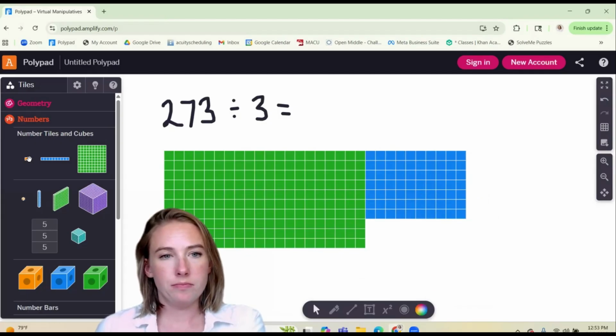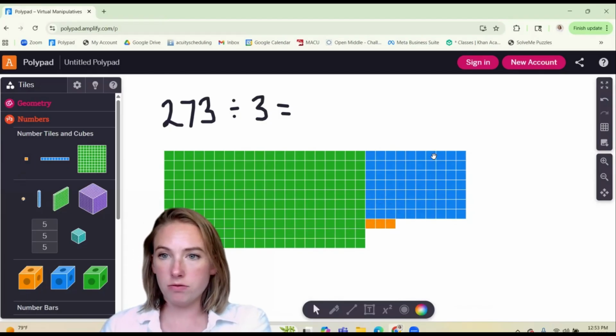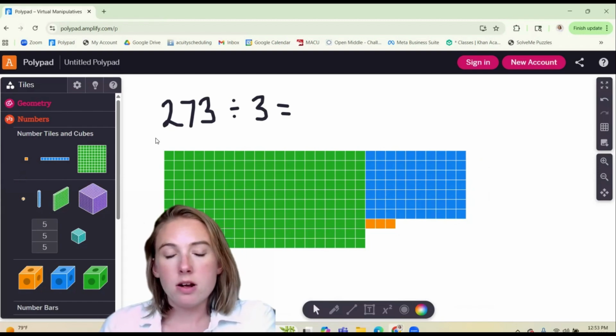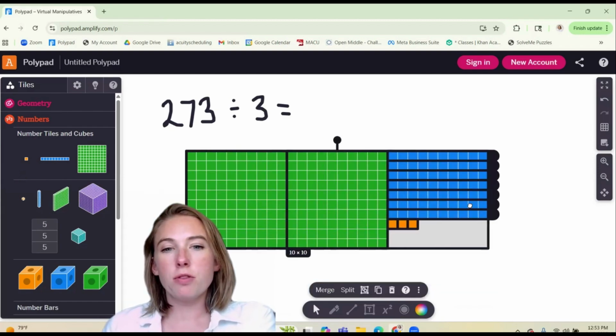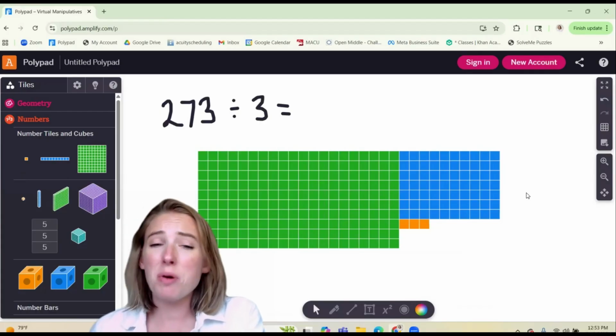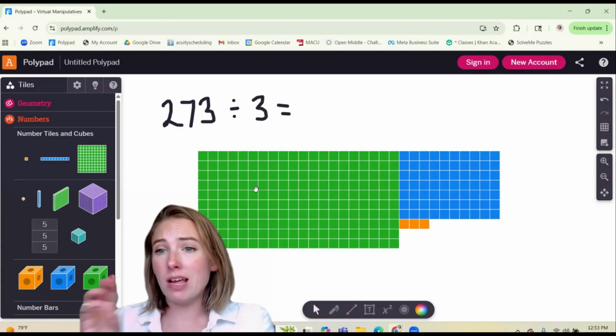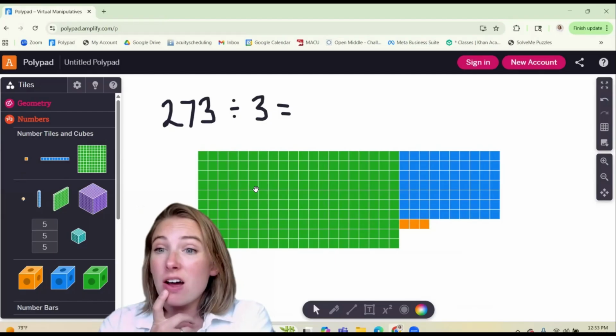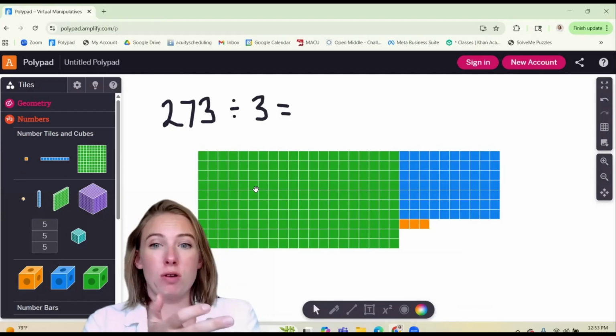And then 3. These don't all have to be together, but I'm just going to put them together for the sake of having them together. I'm seeing how many groups of 3 are in here. If I did it like the other one, where I'm pulling out 3 and 3 and 3 and 3 and 3, that's going to take a long, long time. So instead, I'm going to think in bigger groups.